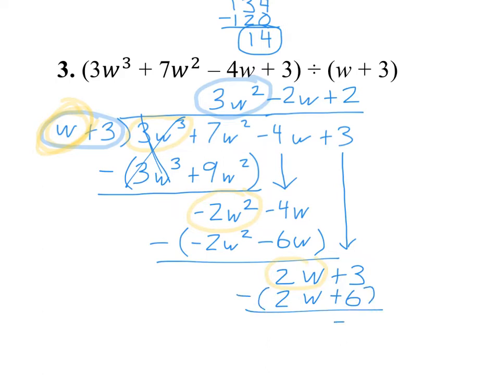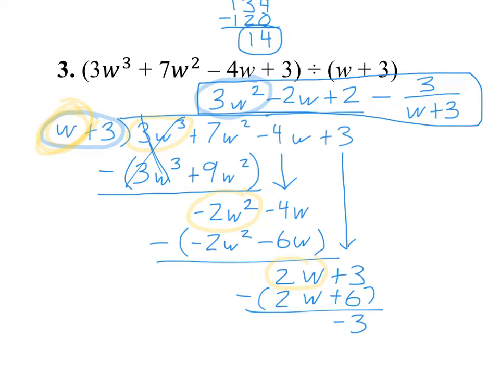3 minus 6 is negative 3. And so this is our remainder. So we write the remainder. Usually we write plus, but since it's negative, we write minus 3 over, and then the denominator was w plus 3. Okay, so usually when you do math, your answer is at the bottom. But when you do long division, your answer is at the top. And just ignore the circle around the 3w squared.